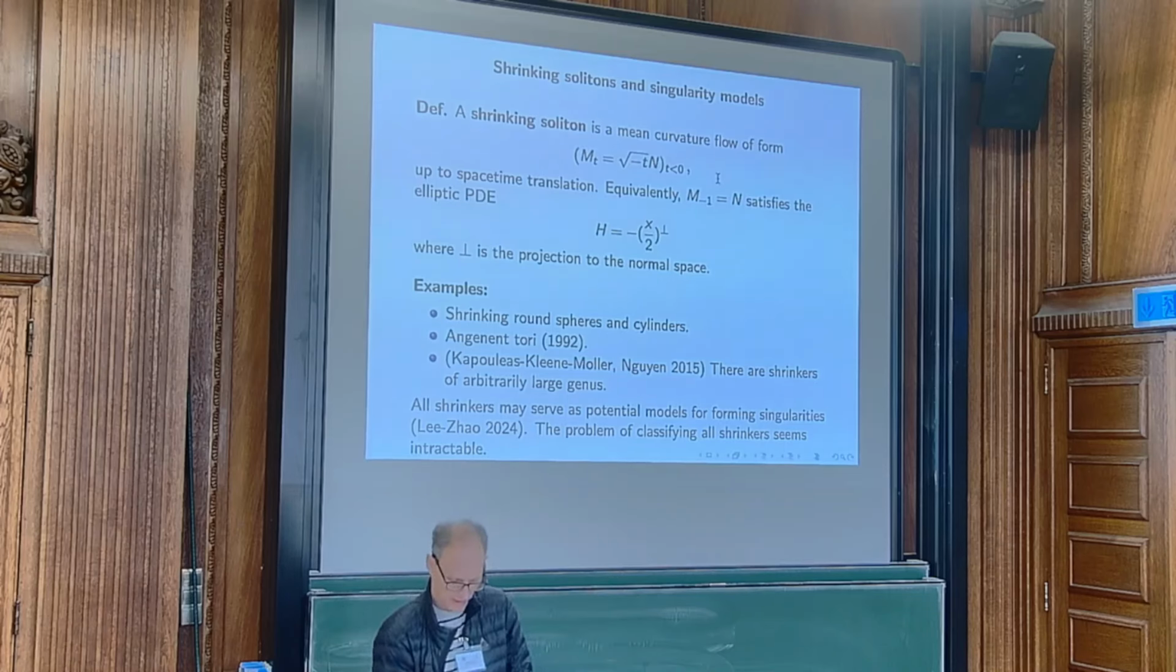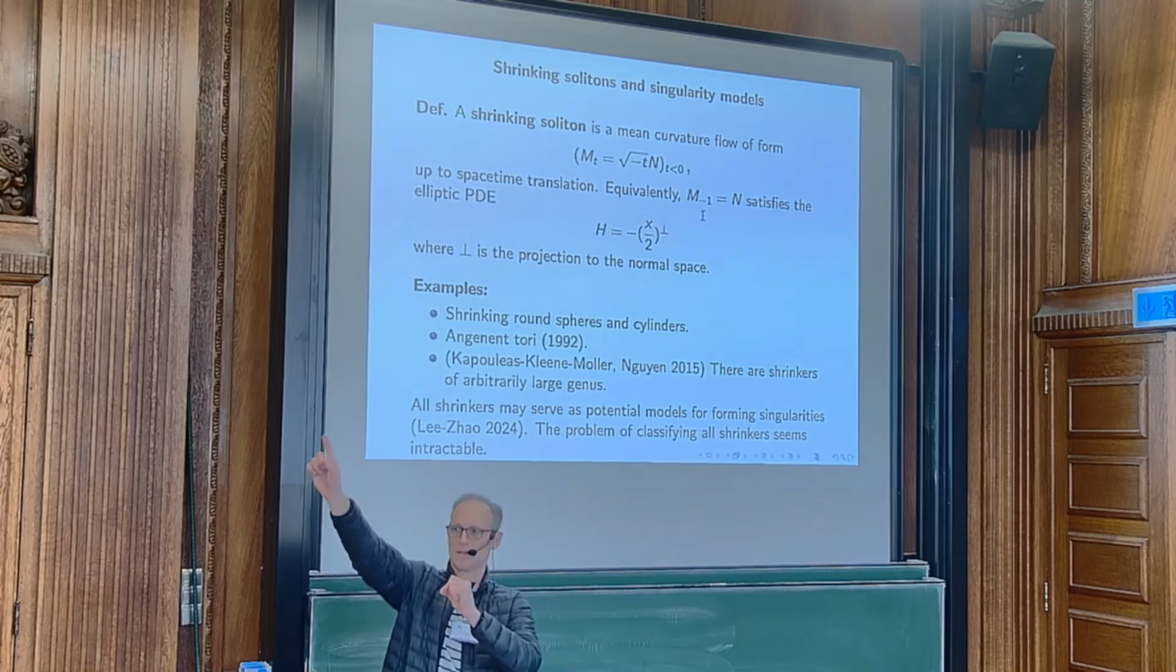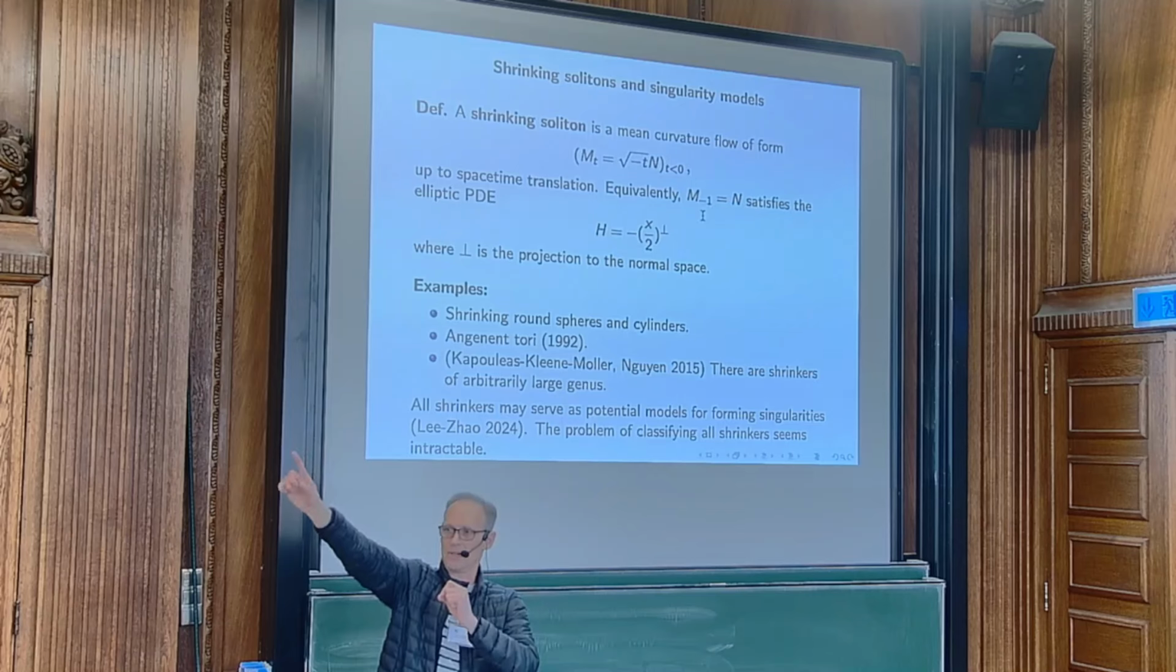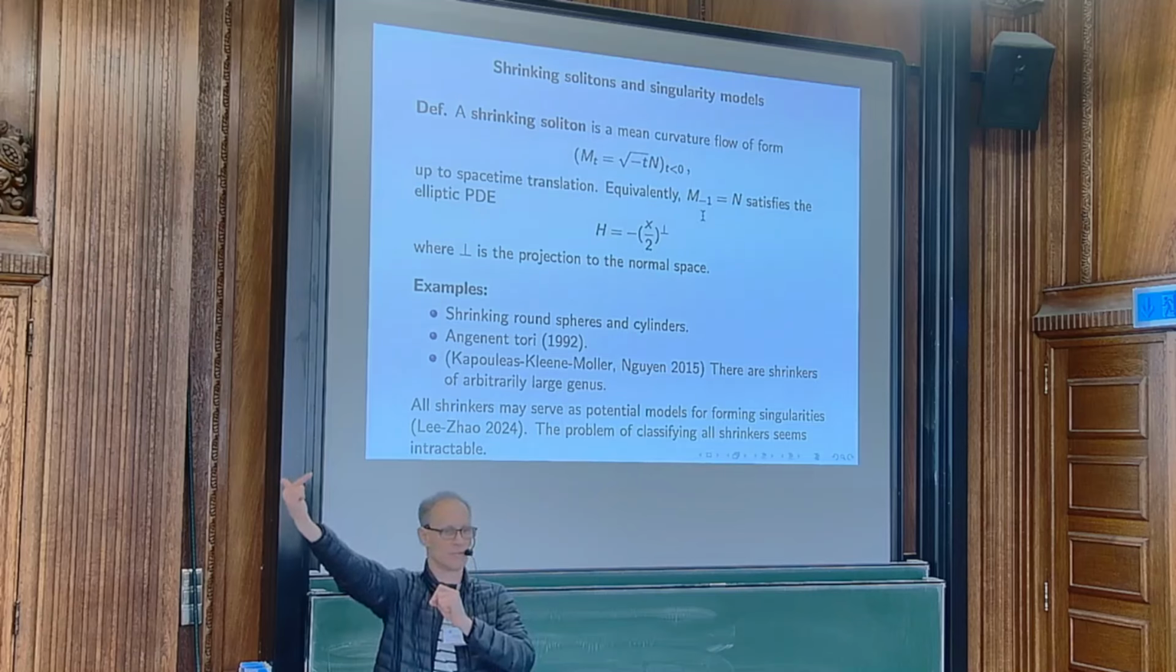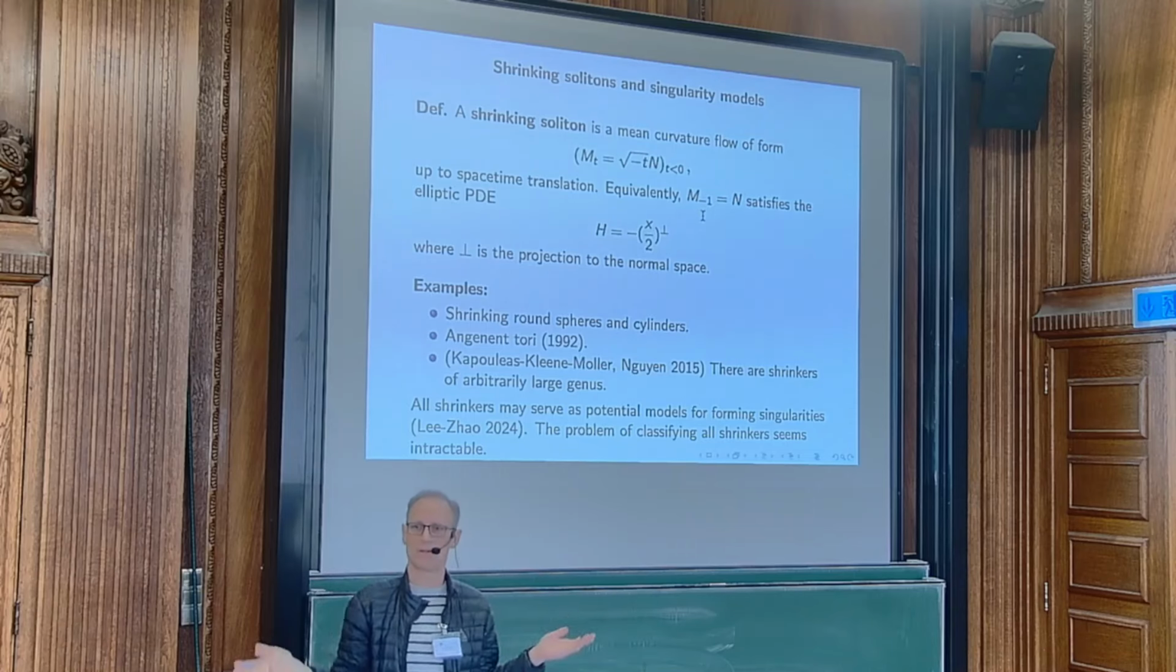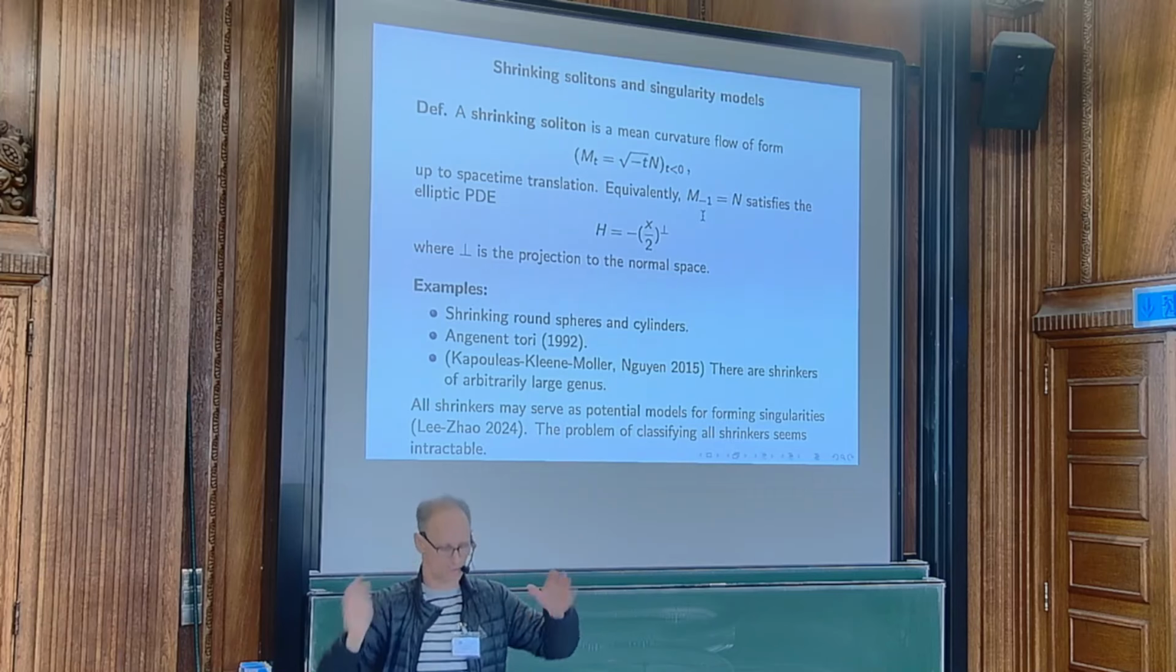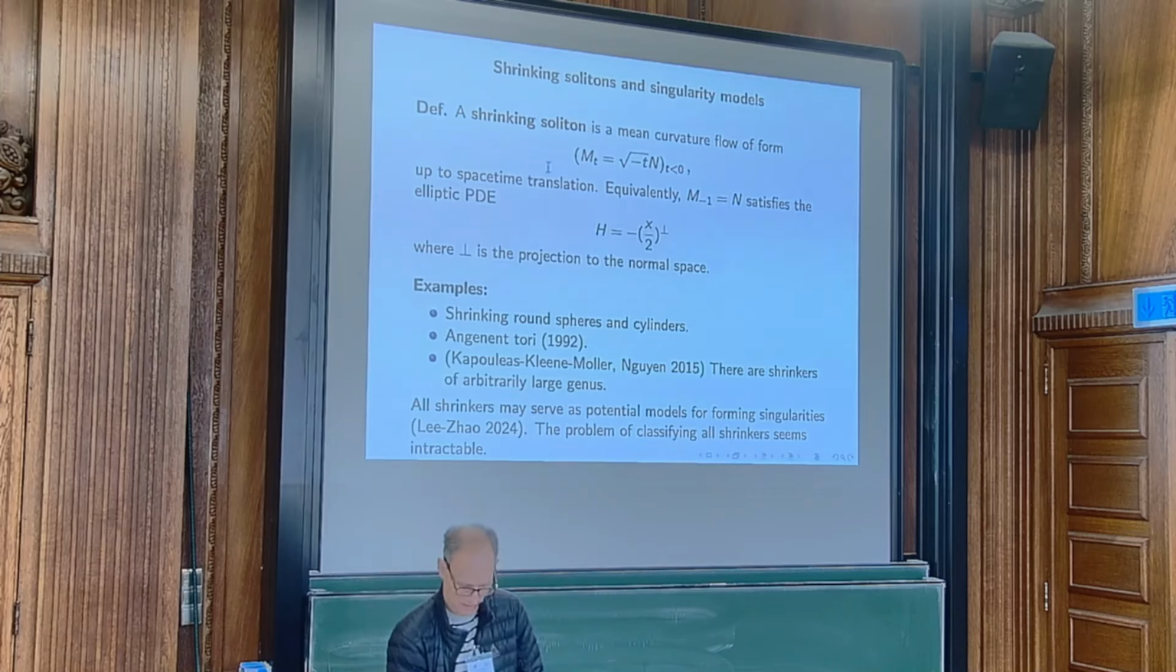Another way to think about this is the following. If you look at the surface at time -1, which is just N, saying that this family of surfaces is a mean curvature flow is the same as saying that the surface N satisfies this elliptic PDE: the mean curvature of N is equal to minus x over 2, perp. Here x is the position vector, and at a point on the surface you divide it by 2 and project to the normal space. The requirement is that the mean curvature equals that vector field along the surface, and that is equivalent to saying this is a mean curvature flow.